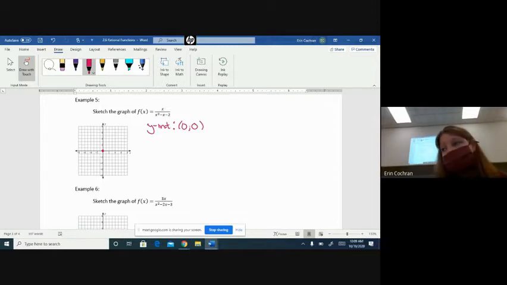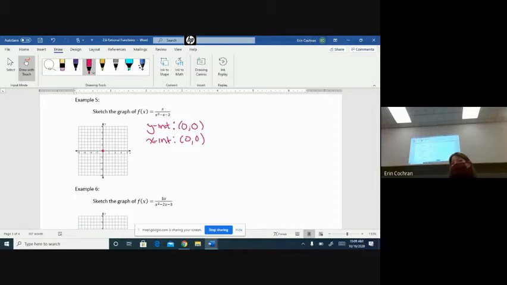All right, x-intercept. Remember, the x-intercept is the zero of your numerator, right? Well, what's my numerator? x, right? And what's my zero of x? x equals 0. So wouldn't that also be (0, 0)? That makes sense, doesn't it?